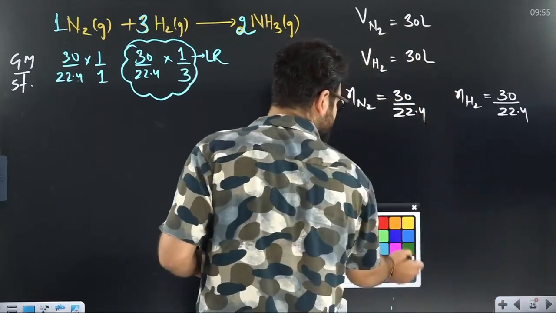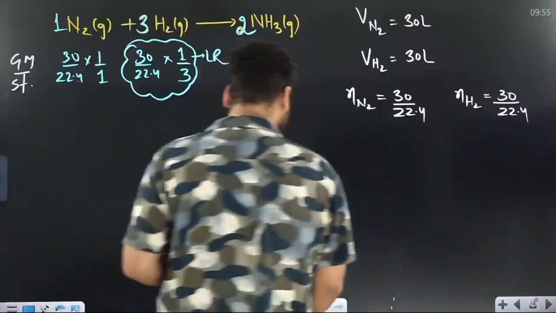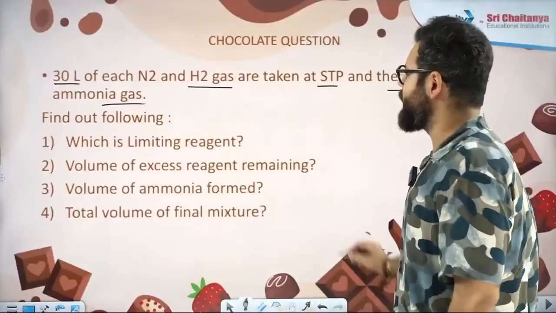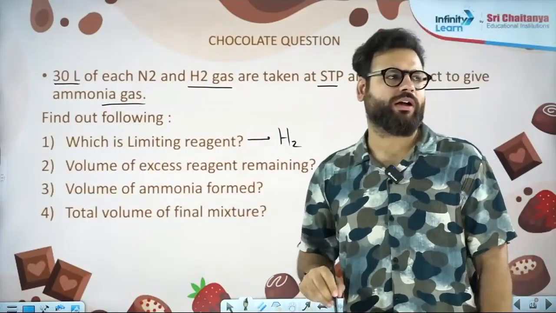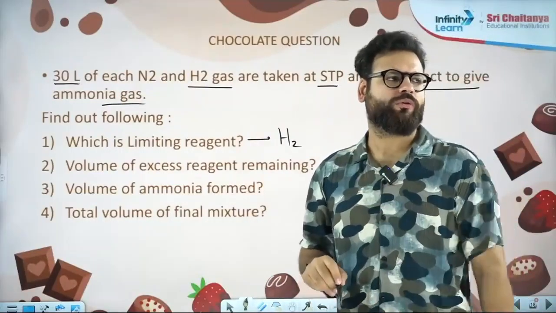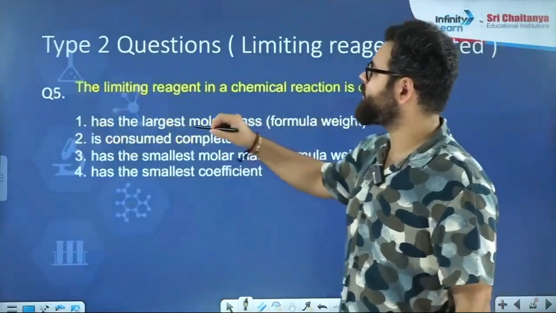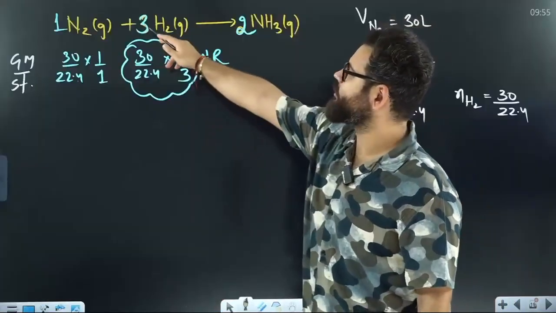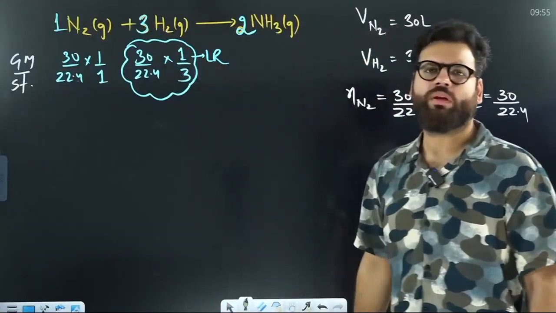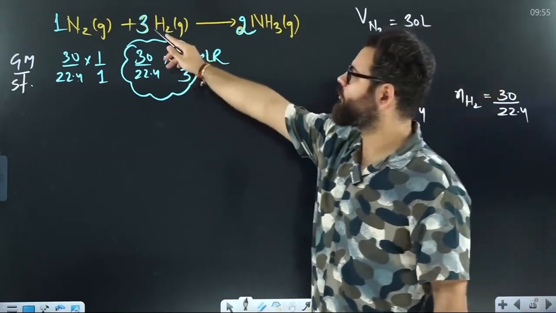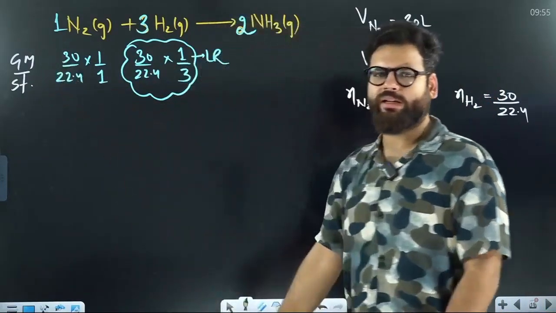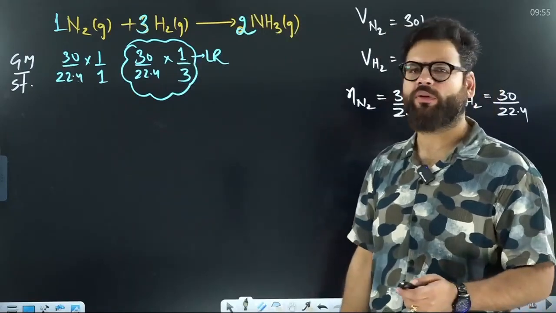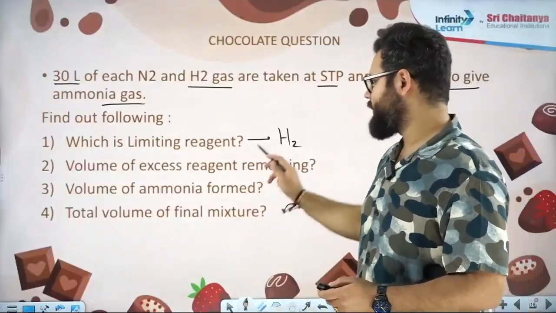Hydrogen will decide how much product will form. So first of all, the answer for the first comes out to be, which is the limiting reagent? H2. I hope most of you got it correct. Why 1 by 3? Because here hydrogen has a stoichiometry of 3. So that's why we have done given moles by stoichiometry to find the limiting reagent. Yesterday's class you should have attempted. I hope all of you got this answer correct.